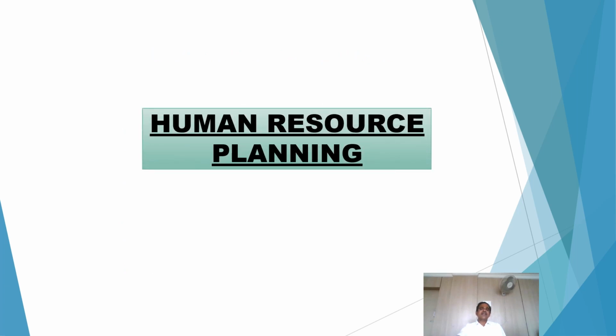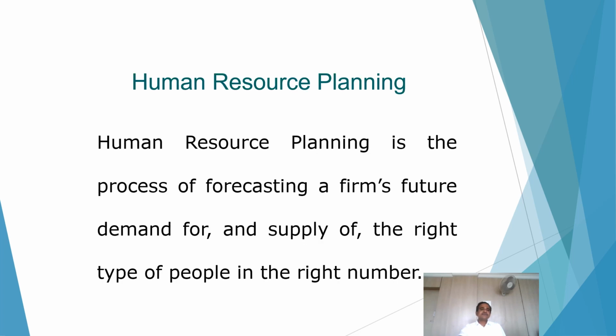This is a very important first aspect when we are talking about procurement. This is human resource planning. Earlier, you might have known it as manpower planning. Manpower planning or human resource planning is the process of forecasting a firm's future demand for and supply of the right type of people in the right number.